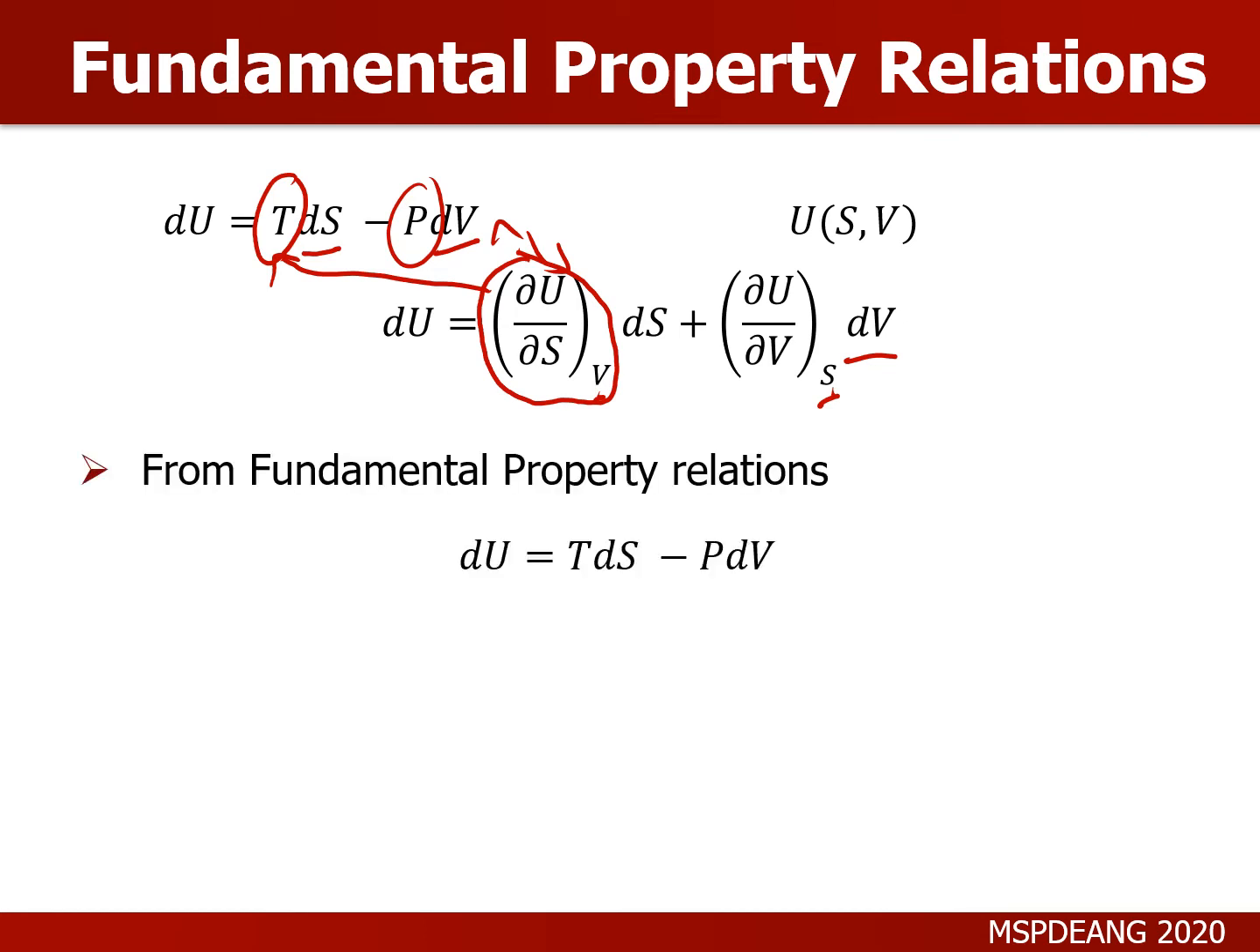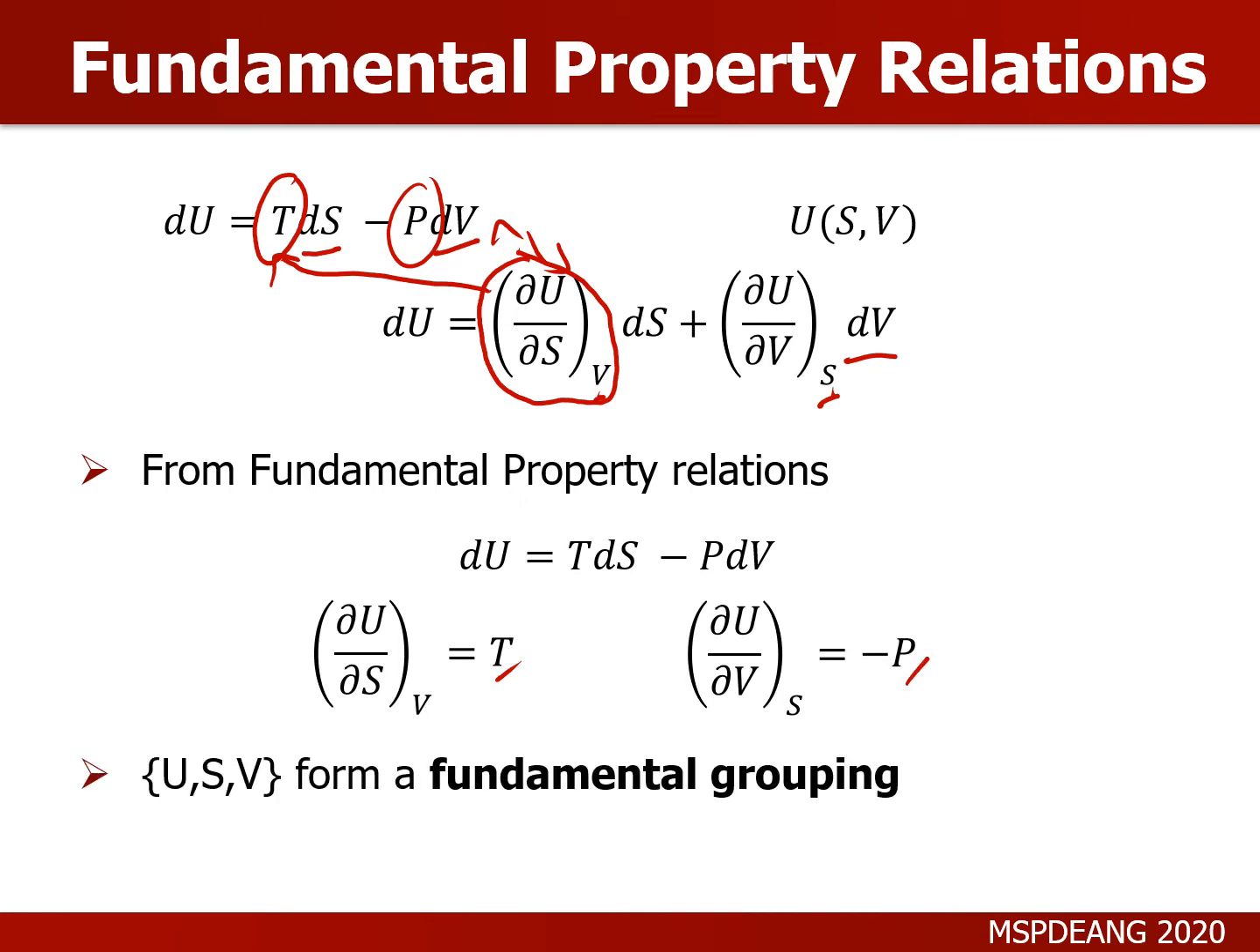Okay? Di ba? Ito for fundamental property relations. So therefore, dU over dS at constant V is equal to T, and dU over dV at constant S is equal to negative P. Okay? And from this, T and P are properties. Okay? We can call the quantity U, S, V, so the combination of the internal energy, entropy, and volume, form what we call a fundamental grouping.